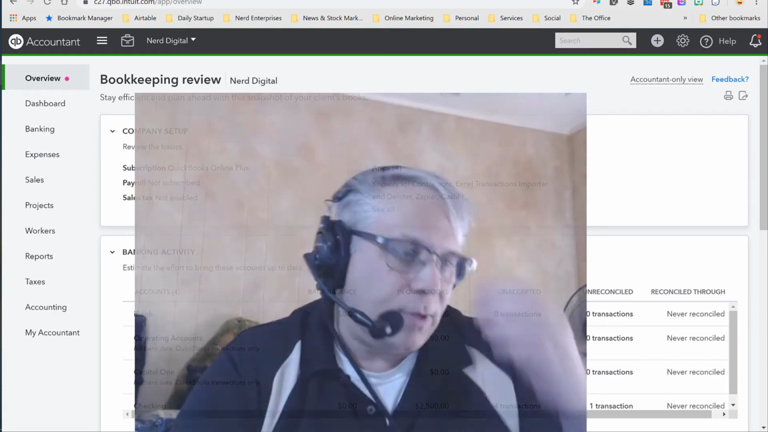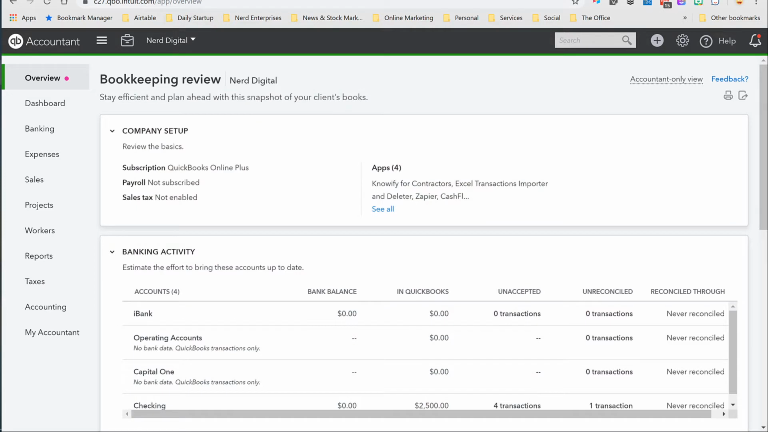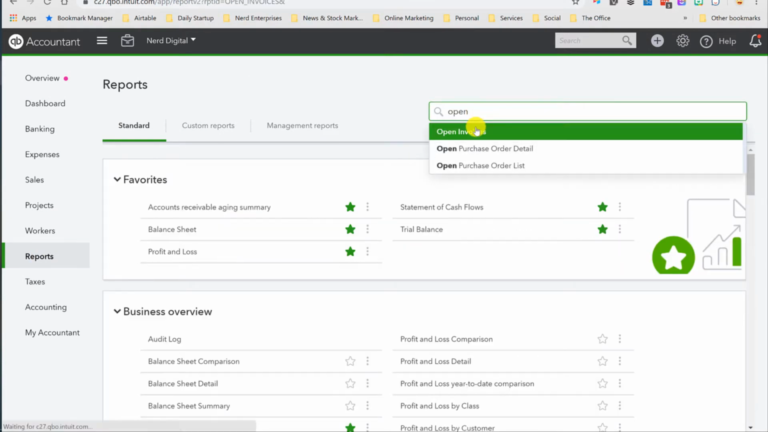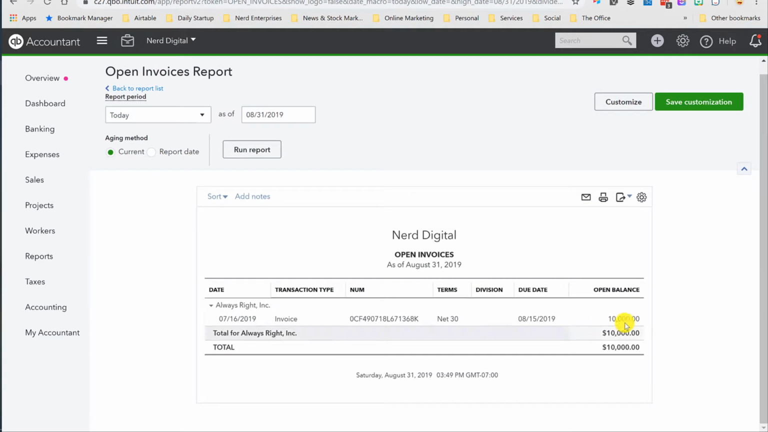So let's take a look at my books, and let me show you what we've got going on. So we have an invoice that's being paid. Let's quickly run a receivables report. Open invoices. So Always Right is going to come in, and they're going to pay us, but they're only going to pay us $7,500, right? Because they're holding back $2,500 because either we owe them a commission of 25% of the $10,000, or because they loaned us $2,500 and they're going to just hold that back to pay themselves back in effect.